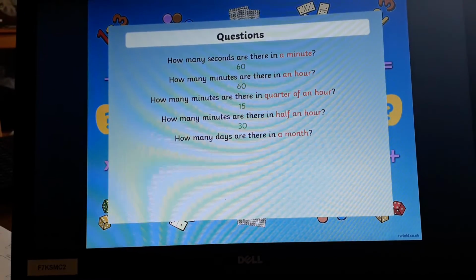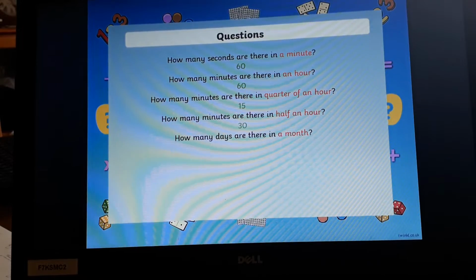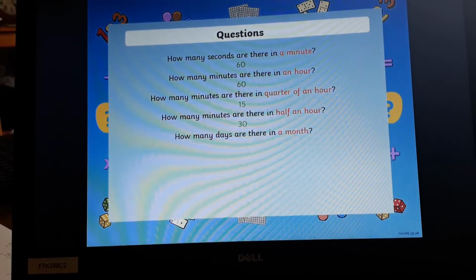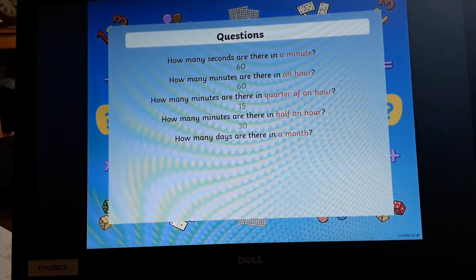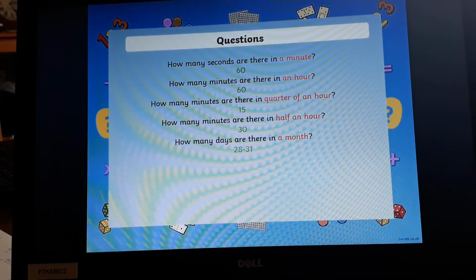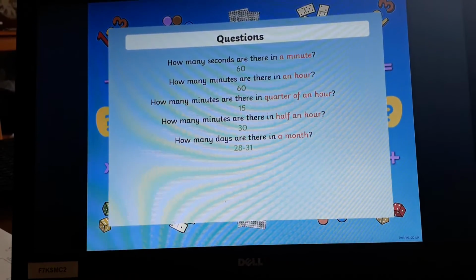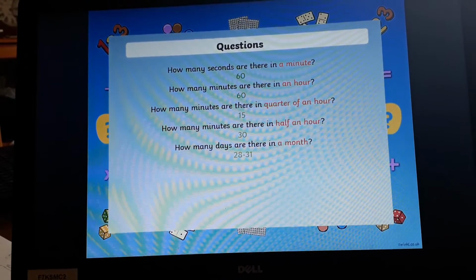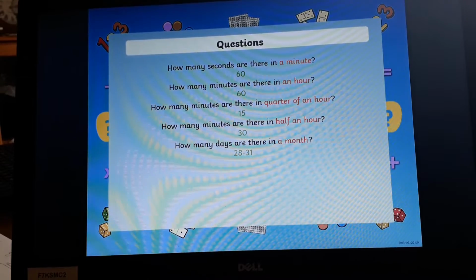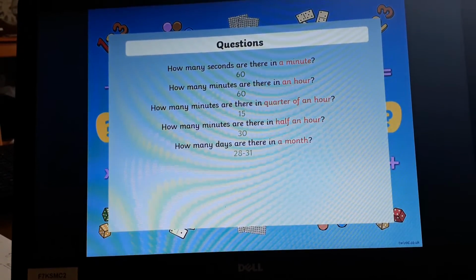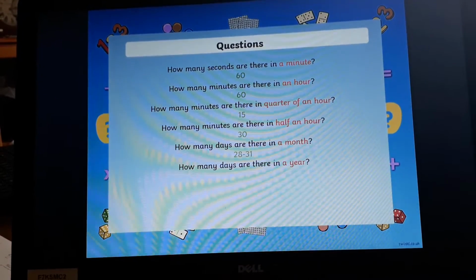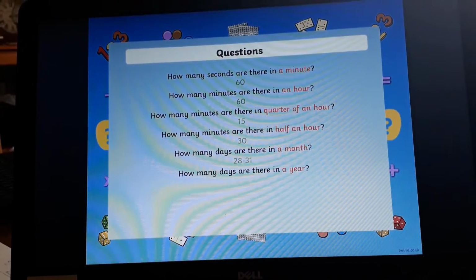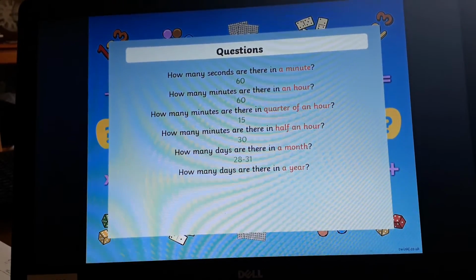So how many days are there in a month? So make sure you pause, have a go. Unpause, so you should have put 28 to 31. So that's not just one answer, is it? Some months have 28, some months even have 30, and some months have 31. How many days are there in a year? Oh, tricky. Have a think.